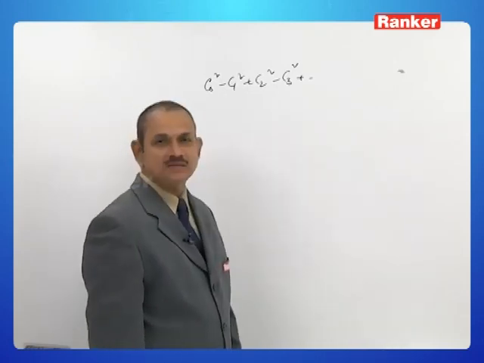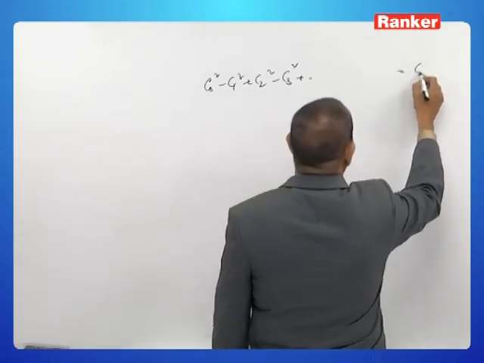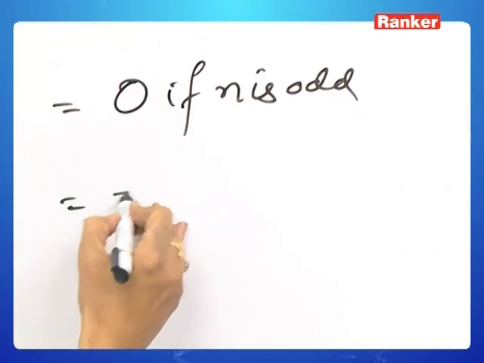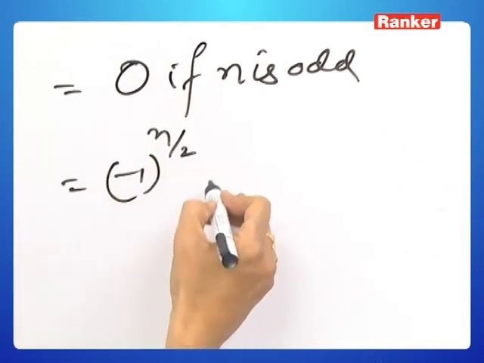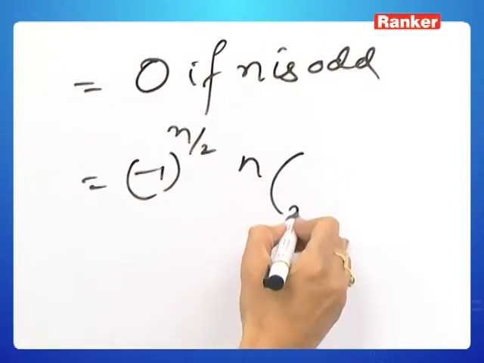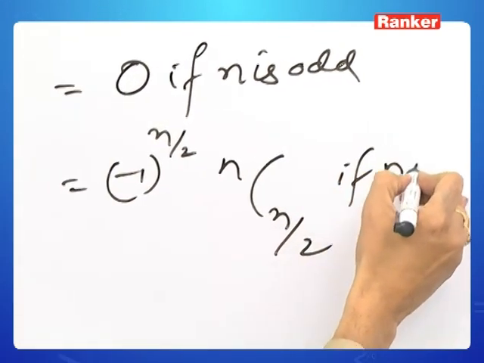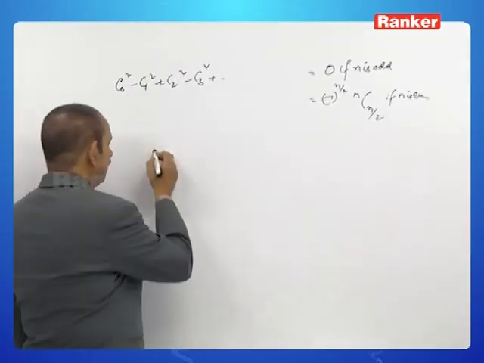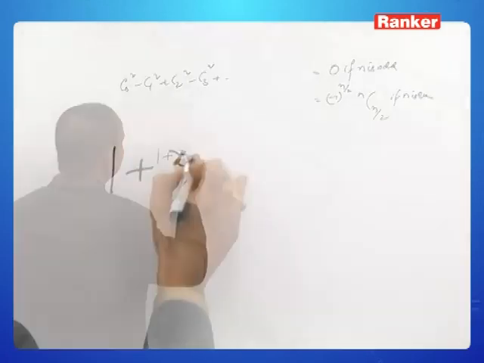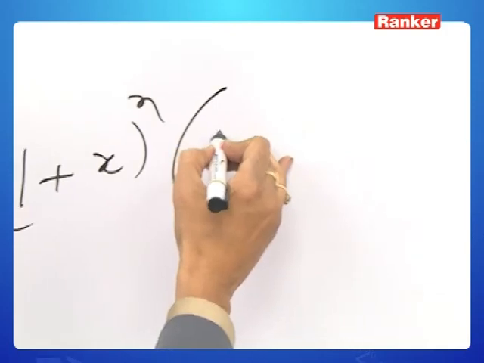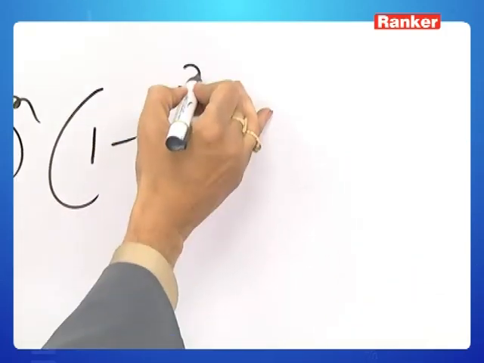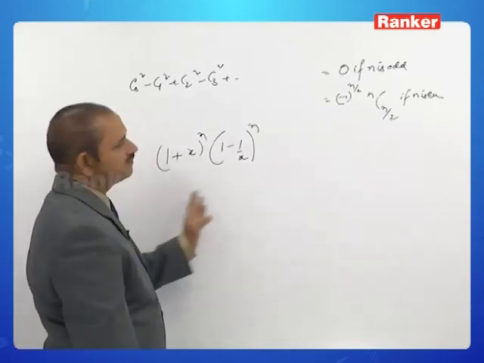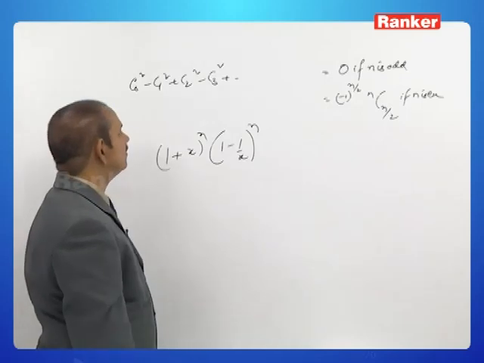So with alternate plus and minus symbols, this will be 0 if n is odd, and it is minus 1 whole power n by 2 into nCn by 2 if n is even. How can it be obtained? Look at this. 1 plus x whole to the power of n and 1 minus 1 by x whole to the power of n. Consider the product and compare the coefficients of x power n on both the sides.